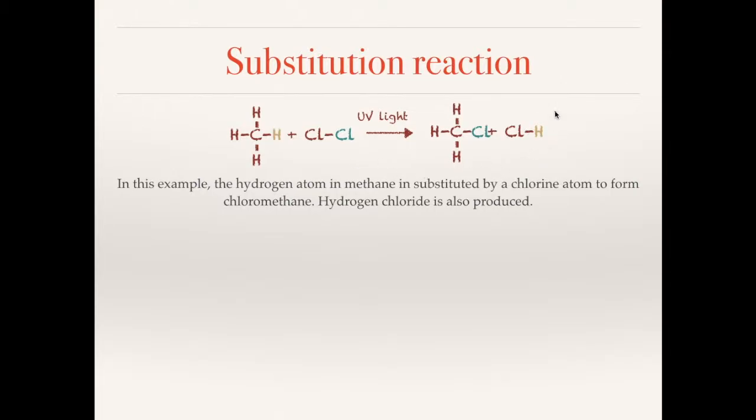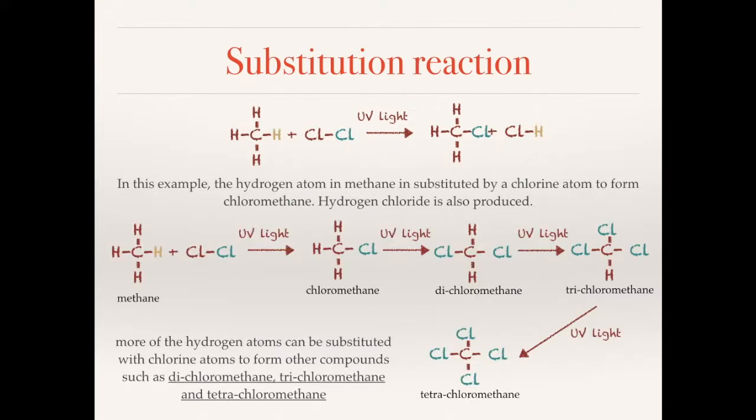So this reaction can continue going on given excess chlorine as well as UV light, and every single hydrogen atom here can be substituted by a chlorine atom. So initially I have methane, 4 hydrogen atoms. With chlorine in UV light, I get chloromethane. One of the hydrogens is being substituted. If I carry on the reaction in excess chlorine and the condition of UV light, the next hydrogen atom can be substituted and I get dichloromethane. Di means 2, so this molecule here has 2 chlorine atoms.